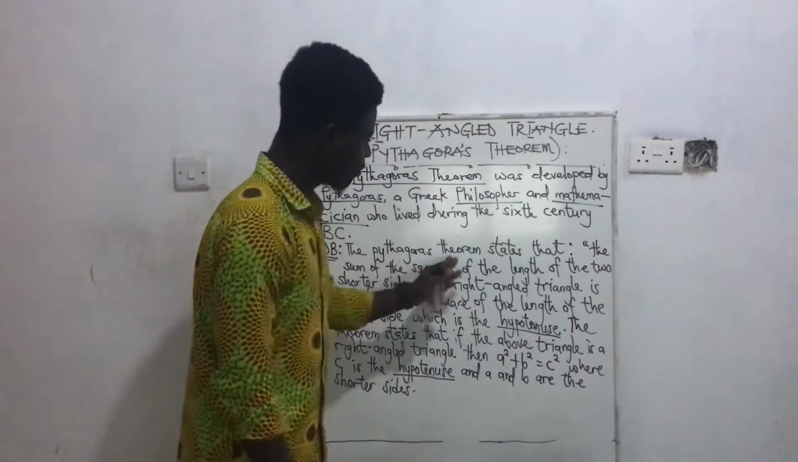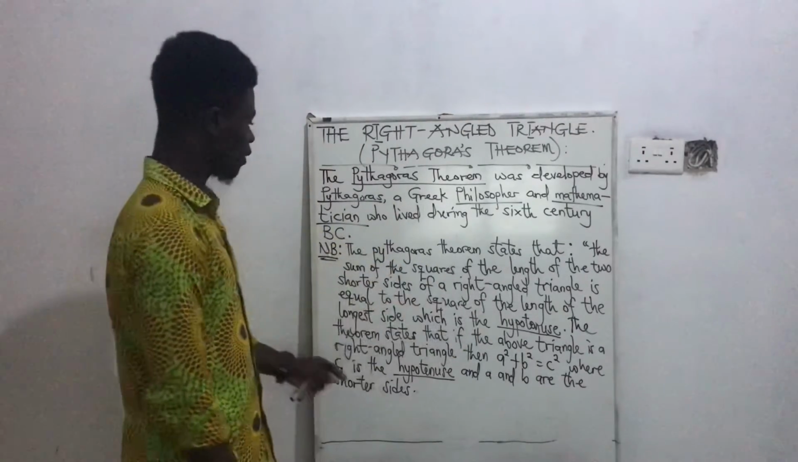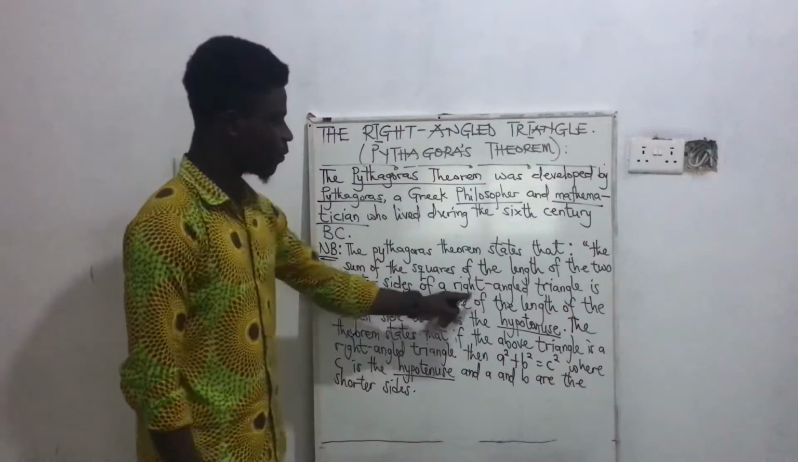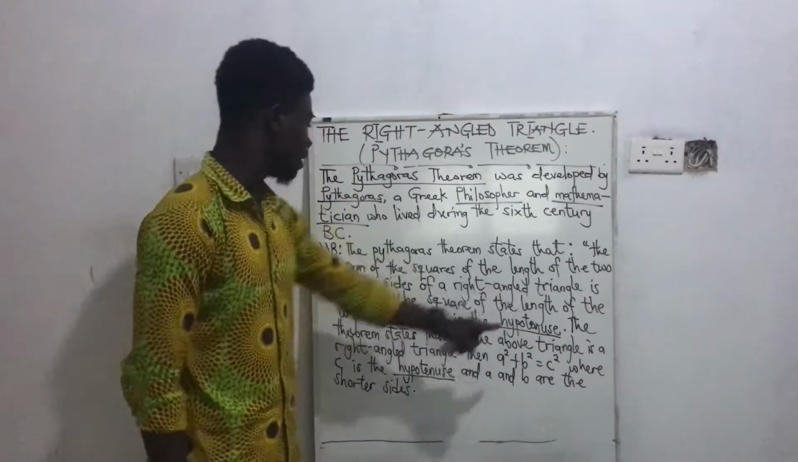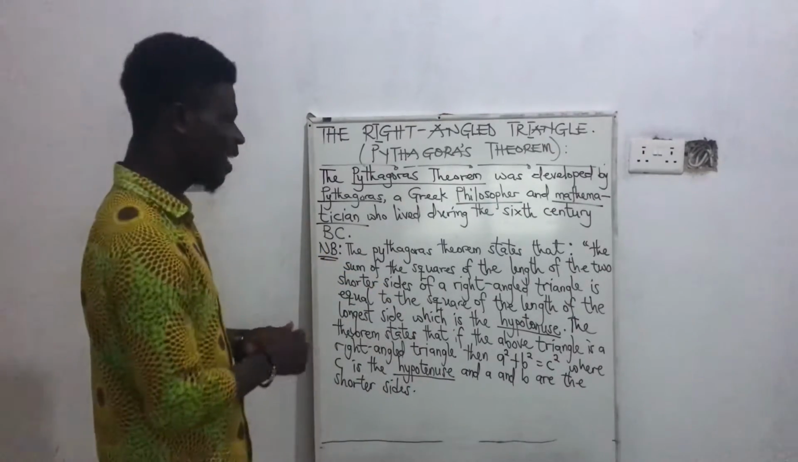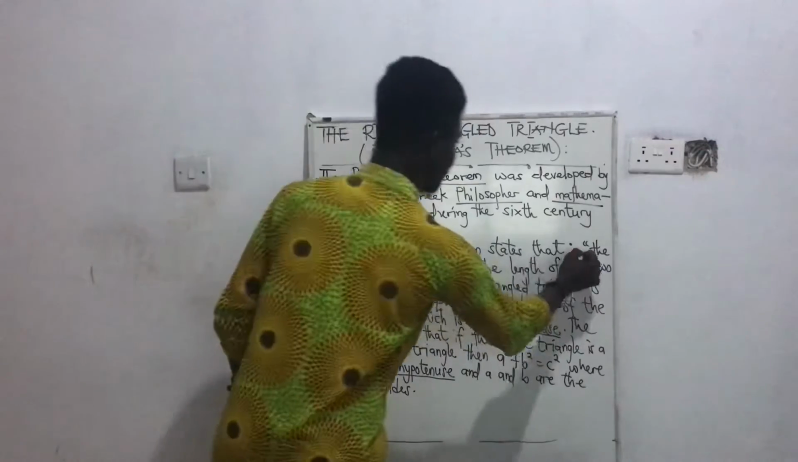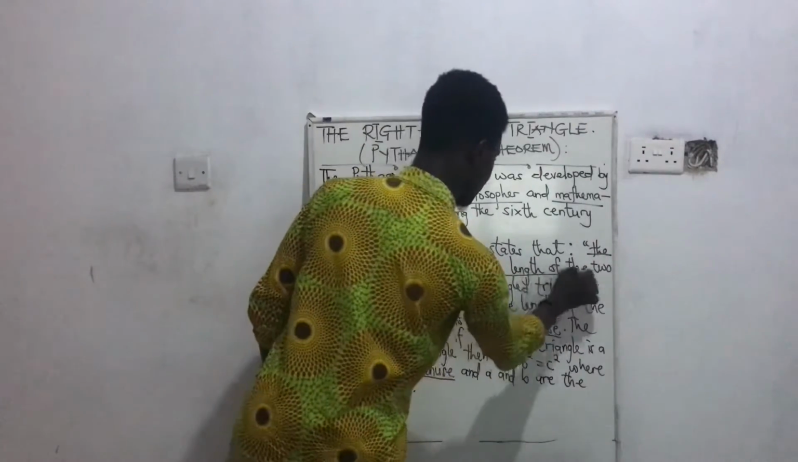The Pythagoras theorem states that the sum of the squares of the length of the two shorter sides of a right-angled triangle is equal to the square of the length of the longest side, which is the hypotenuse. Please take note of this sentence.